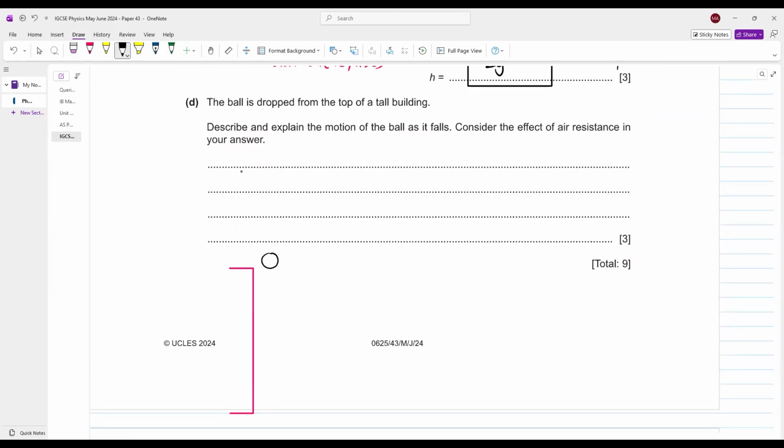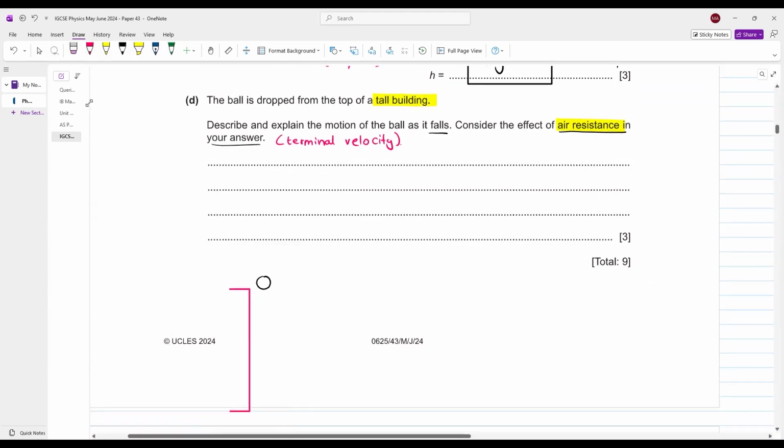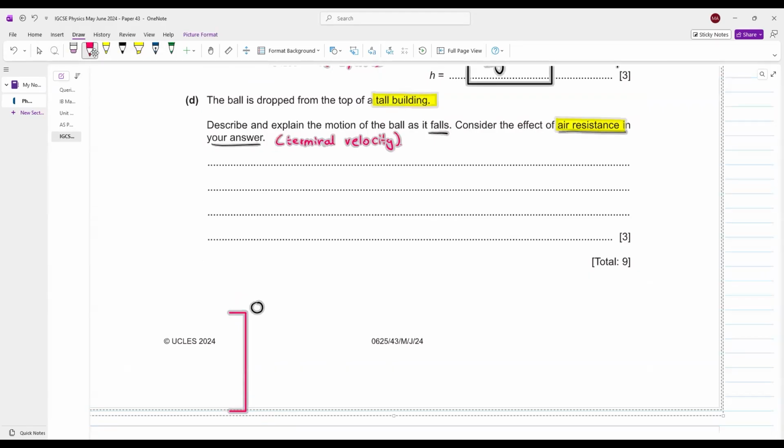Describe and explain the motion of the ball as it falls. Consider the effect of air resistance in your answer. बेटा जब भी आपकी बॉल टॉल बिल्डिंग से फॉल कर रही है एंड एयर रेजिस्टेंस इज कंसिडर्ड, किस सिनेरियो की बात हो रही है? टर्मिनल वेलोसिटी. हाउ विल यू स्टार्ट योर आंसर?